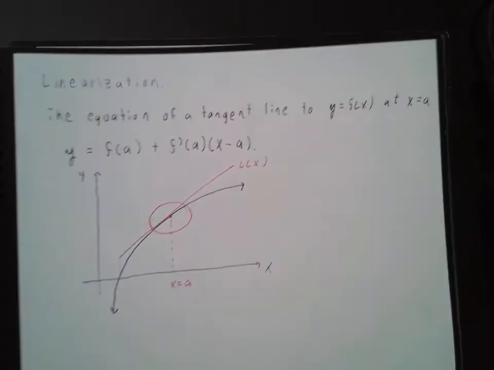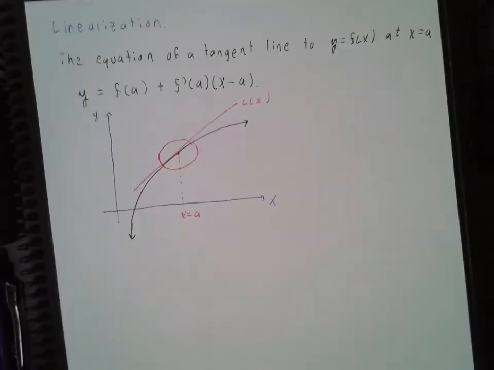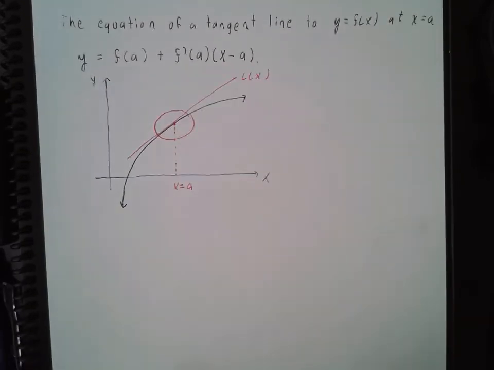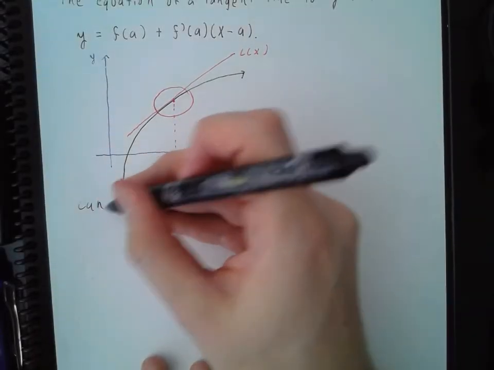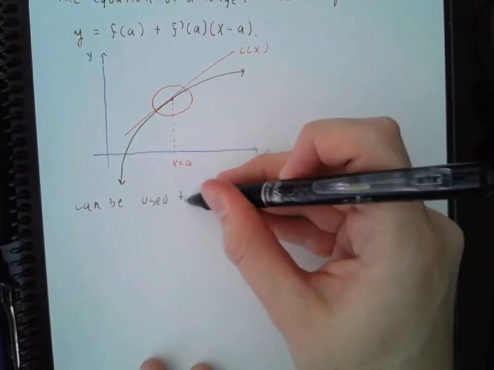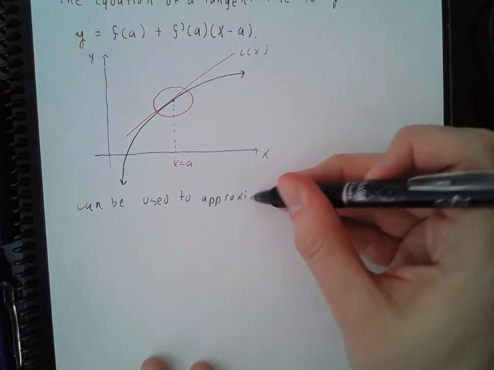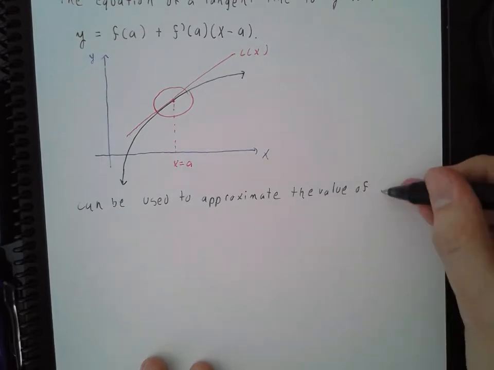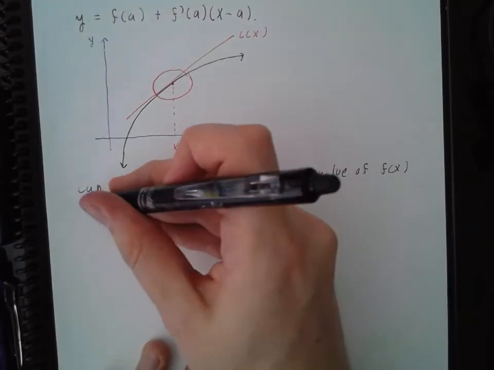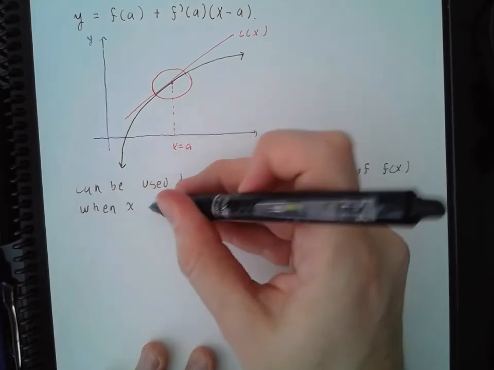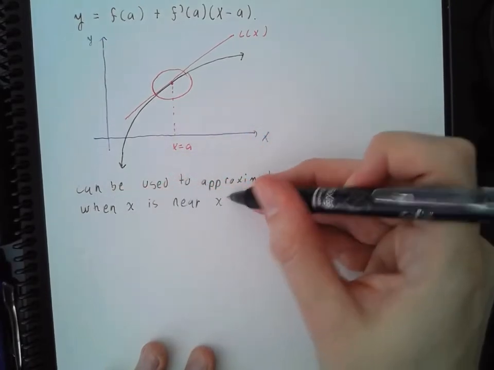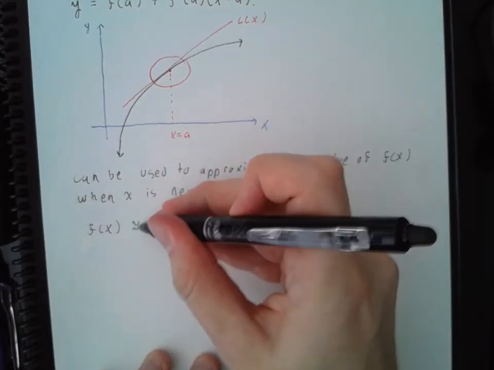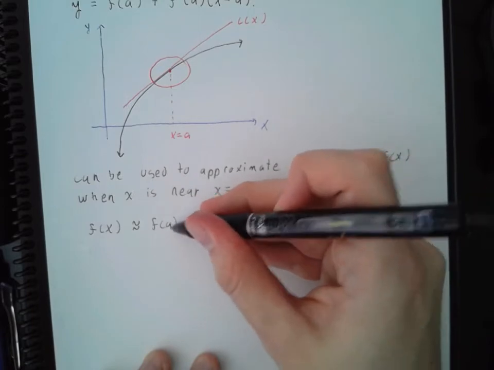So actually what we can do with the equation of a tangent line is approximate the values of this function by using the tangent line. So this tangent line can be used to approximate the function value f of x when x is near x is equal to a. We can say that f of x is approximately equal to the equation of the tangent line.